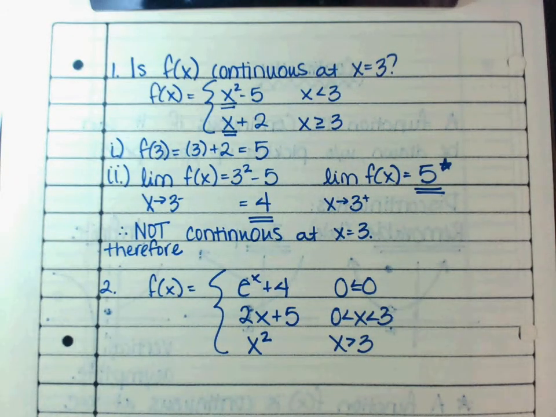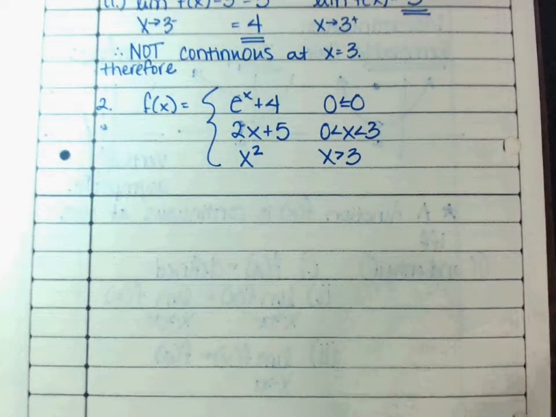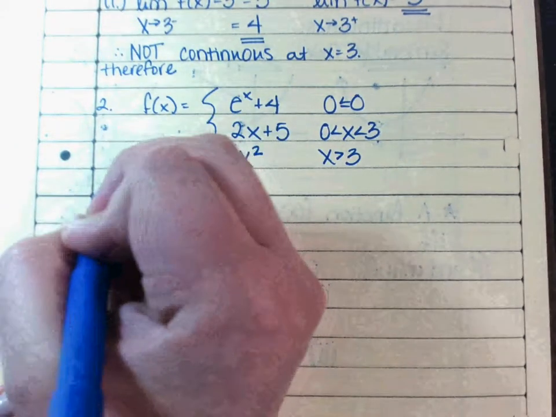Okay, so this number here we said yesterday is called the breakpoint. So how many breakpoints do we have this time? 2 breaks in the graph. So we're going to do 0 first. We're going to do 3 second. So at x equals 0.